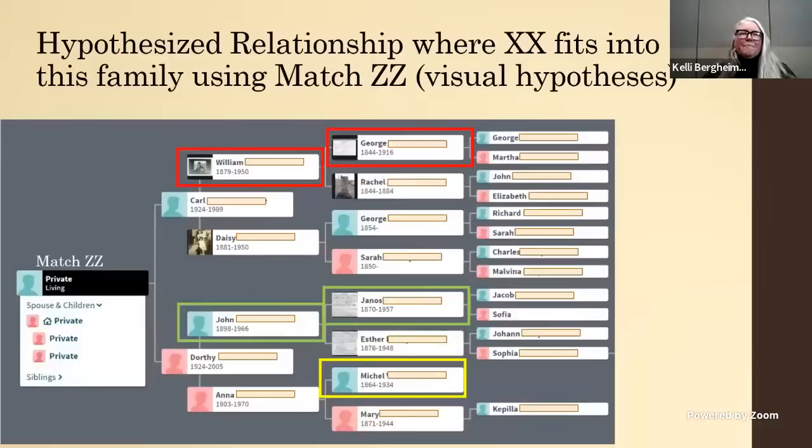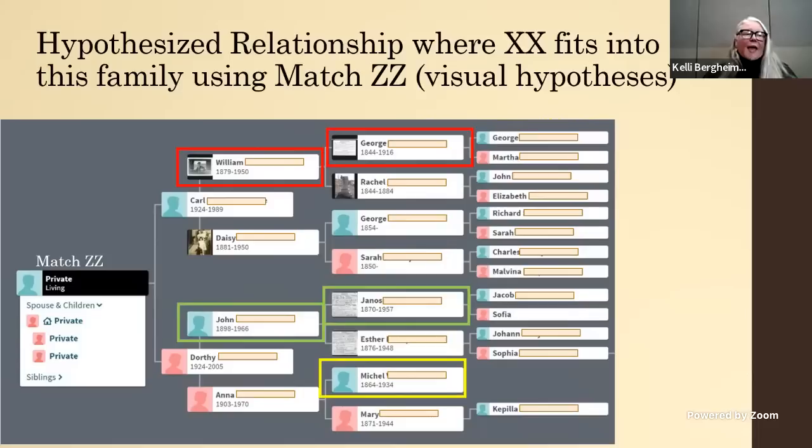Sometimes I use it to hypothesize relationships. So let me show you one thing. When I'm looking for an unknown, we'll go back to that unknown grandfather. I'm looking for an unknown grandfather and we have a match that shows up at Ancestry. And that match happens to have a tree and it has all these people in it.